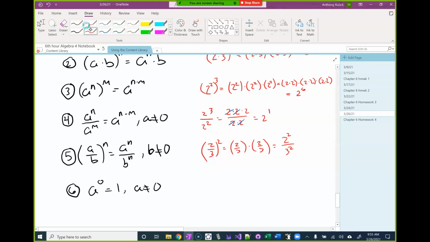The next one is that anything other than 0 to the 0 power is equal to 1. To see why that's true, if I think about 1, that's the same thing as 2 over 2, right? And if I use property 4, that would be 2 to the 1 minus 1. And 1 minus 1 is just 0, right? That shows you why anything to the 0 power is the same as 1, because it's just like dividing that number by itself.